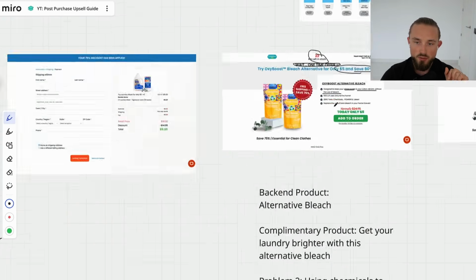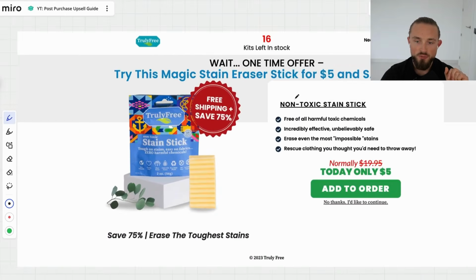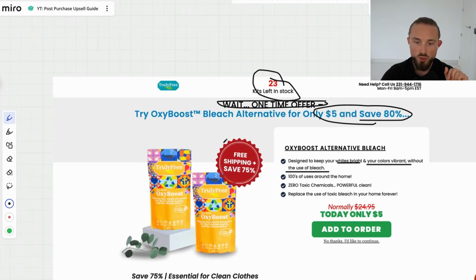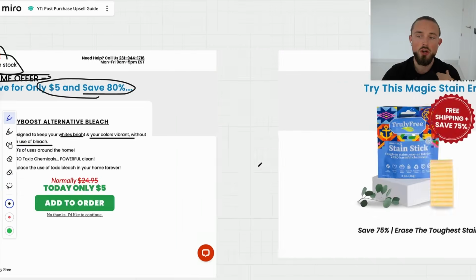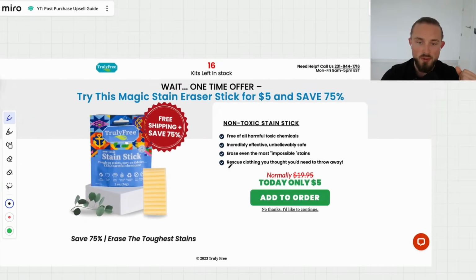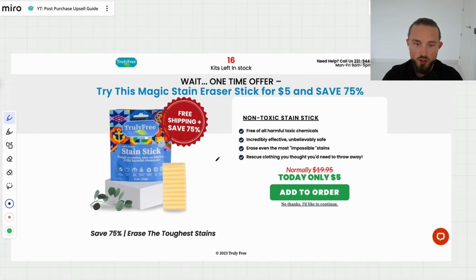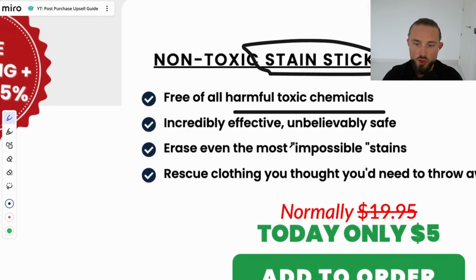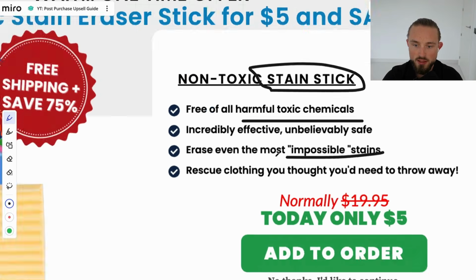Now let's have a look at upsell number 2. As you can see, first of all, we didn't really use any long copies or any VSLs here. It's always just a super, super straight version of the upsell. Now, upsell number 2. You can see that if we look at this product now, it's the non-toxic stain stick. So what does this do, right? It's again free of harmful toxic chemicals, and it erases the most impossible stains, right?